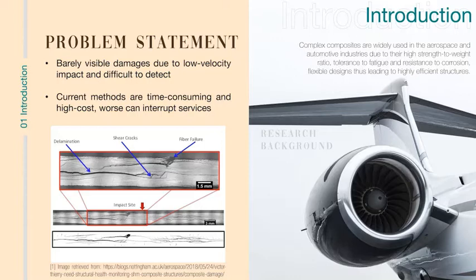However, composite structures are prone to internal defects like delamination due to their layer-by-layer construction. In comparison, cracks in metallic structures usually start appearing from the surface of the structure. Additionally, unlike metals, composite materials are usually brittle in nature, leading to unstable crack propagation upon failure. When there is a low-velocity impact on complex composites, the damage is barely visible and hard to detect.